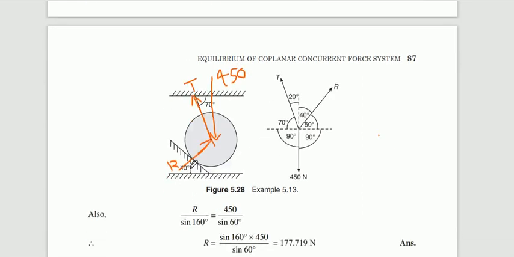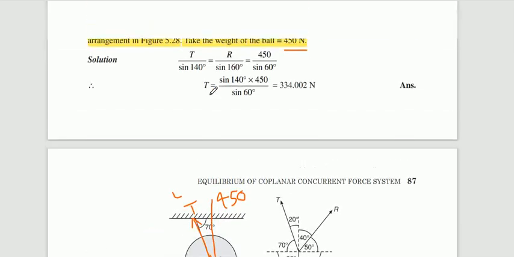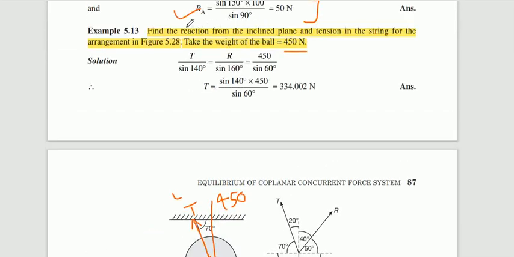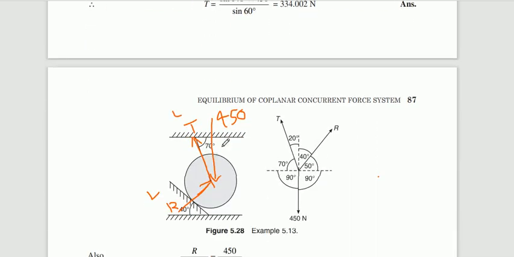So now these R, T and 450 are acting on the sphere. You need to find out the value of R and T. R is the reaction from the inclined plane, and T is the tension in the string. You need to find these here.